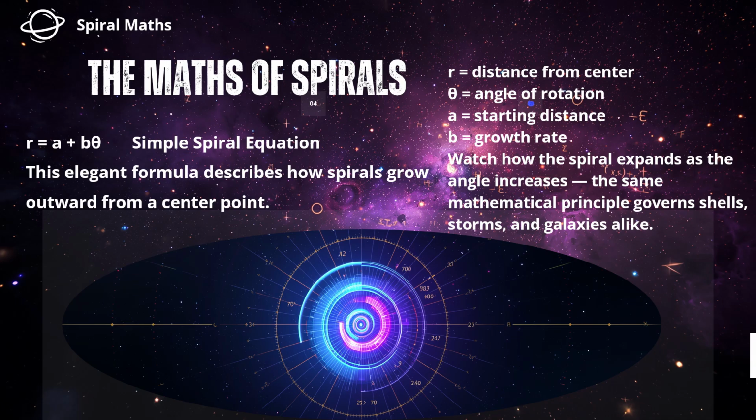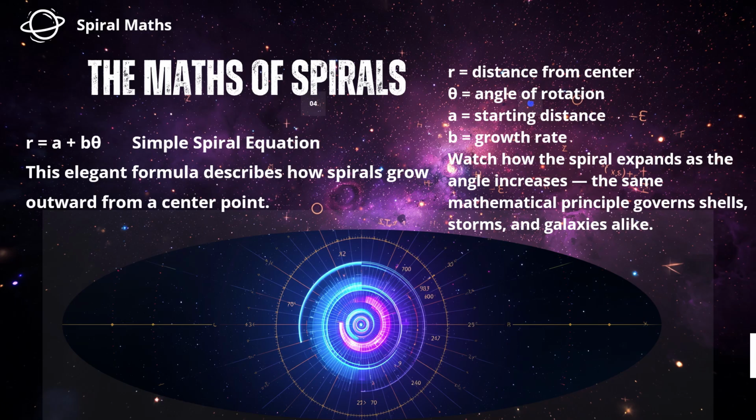There's a very simple spiral equation. r is equal to a plus b theta. Yes, this is a simple spiral equation. This elegant formula describes how spirals grow outwards from a center point. As the angle theta increases, the distance r from the center grows steadily, creating the beautiful winding curves we see throughout nature and the cosmos.